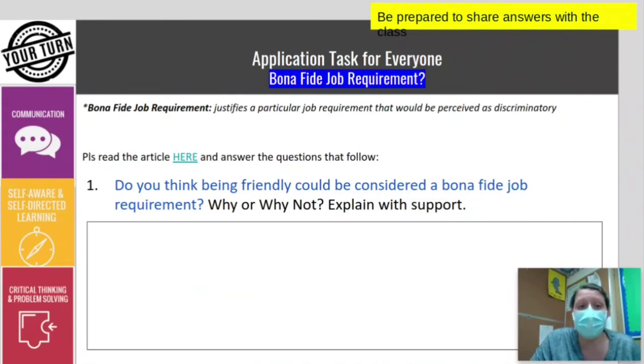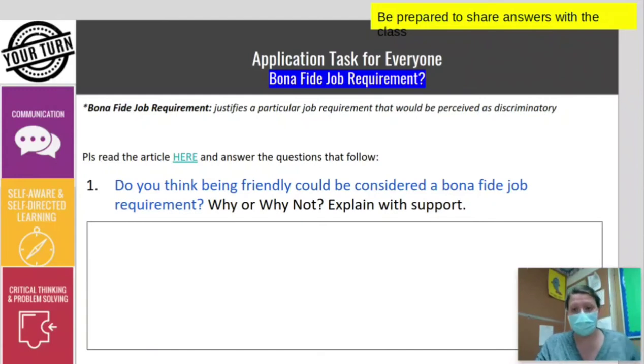Okay, so I have an article for you to read here. You can see the link up here that you can click, okay? And what we are looking at here is the concept of a bona fide job requirement, okay? So this, as you can see up here, is a legal requirement. So if a business is going to have a legal requirement for the job, that legal requirement cannot be discriminatory. Okay, so a bona fide job requirement is something that is justified in having a requirement that would otherwise normally be perceived as discriminatory, but it is essential to the job.